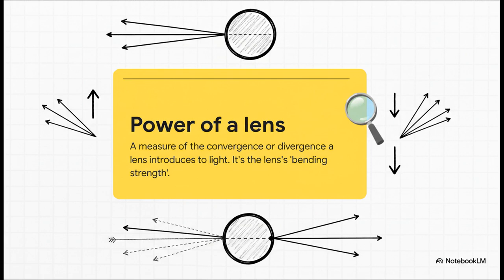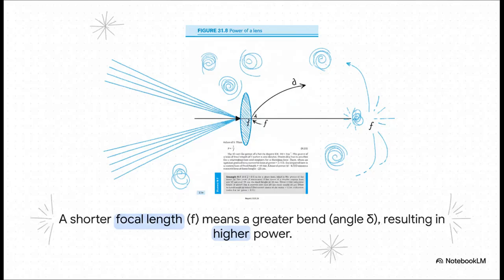So it's a measure of convergence, that's pulling light rays together, or divergence, spreading them apart. I love this phrase for it. It's basically the lens's bending strength. All right, check out this diagram. It shows us exactly what's going on.